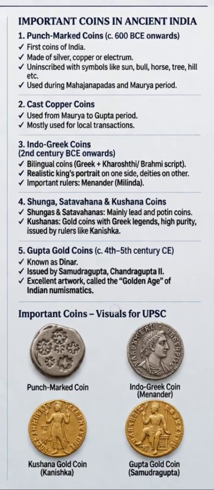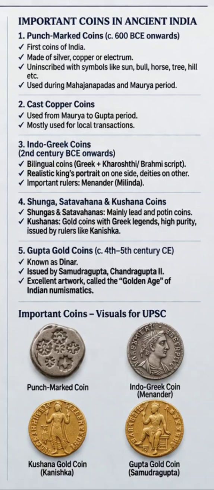And the fourth one is the Shishunaga, Satavahana and Kushana coins. This point is very important. The Shishunaga and Satavahana coins were mainly lead. Kushanas produced gold coins with Greek legends and high purity, issued by rulers like Kanishka.